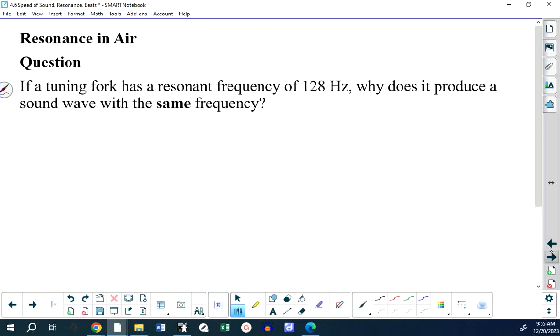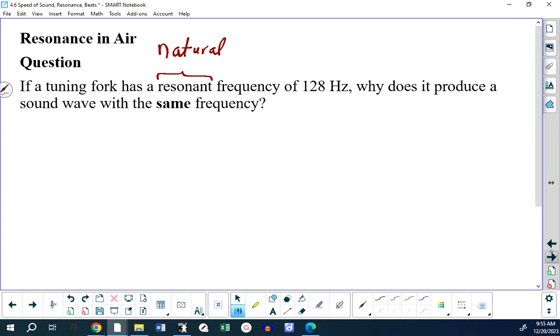A resonant frequency is a frequency that it is allowed to vibrate at. This tuning fork is only allowed to vibrate at 128 hertz. Okay? So just to begin with, you can think of resonant as meaning natural. The structure of the tuning fork is such that it can only vibrate at that frequency. It's like the frequency of a 2-meter long pendulum, or the frequency of a 5-gram mass on a particular spring.